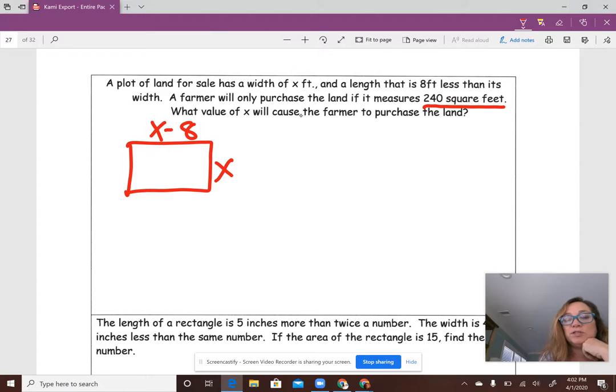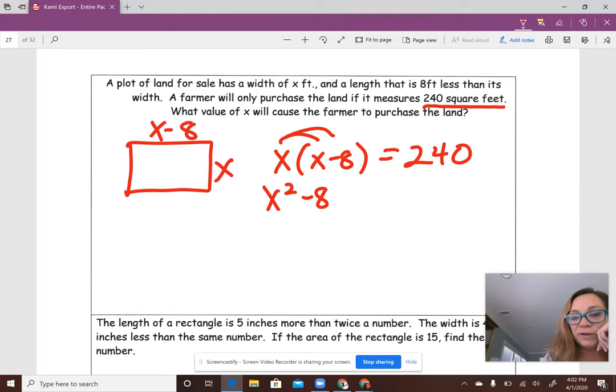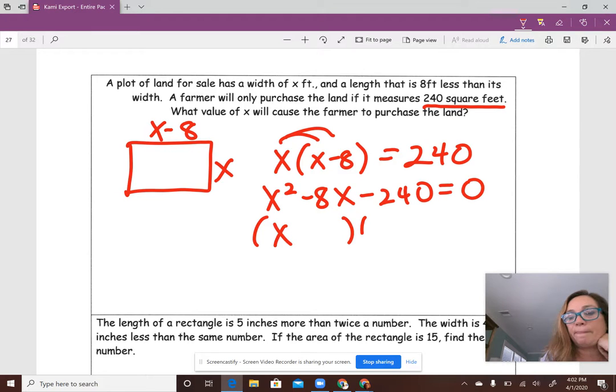Okay. So I'm going to do length times width, and he wants it to equal 240. So that is going to be a quadratic. So I'm going to distribute. That gives me x squared minus 8x, and I'm going to move the 240 over. Okay. Factors of 240. Not an easy number, so you might want to use your calculator.